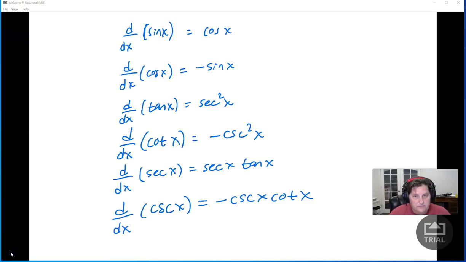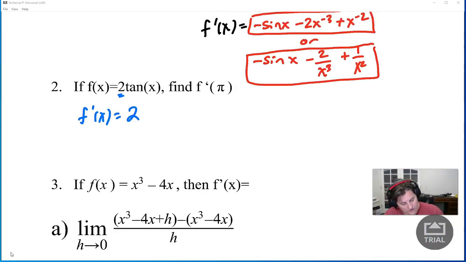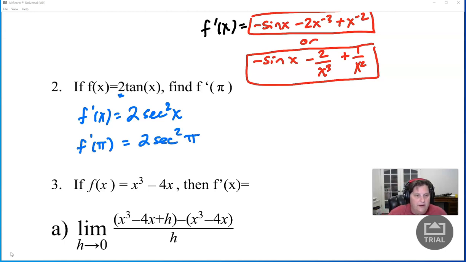This is basically something that we're just going to memorize. You know that we can go back through and re-evaluate tangent, cotangent, secant, cosecant, but it's easier to just have these memorized. So the derivative of tangent is secant squared. Now I need to find f prime of pi. So I need to find secant squared of pi.